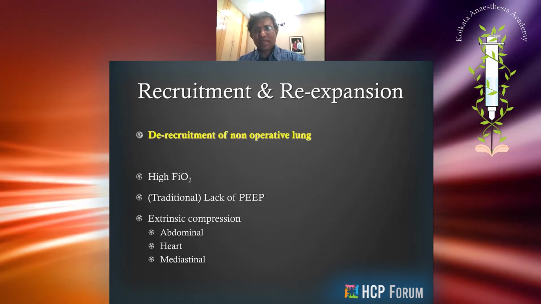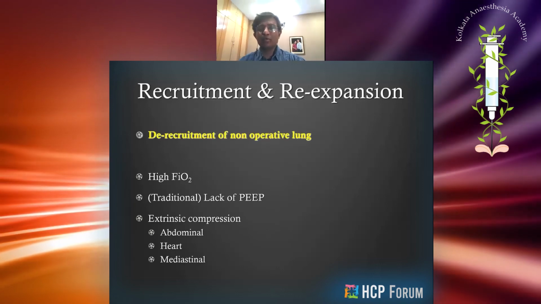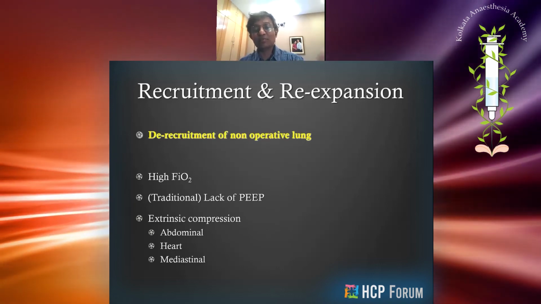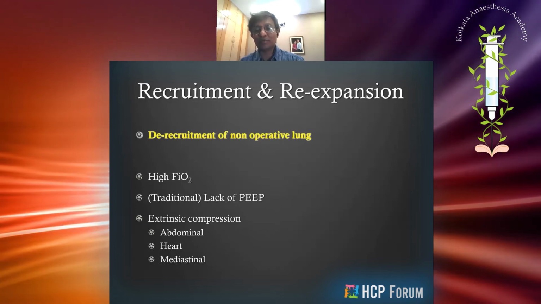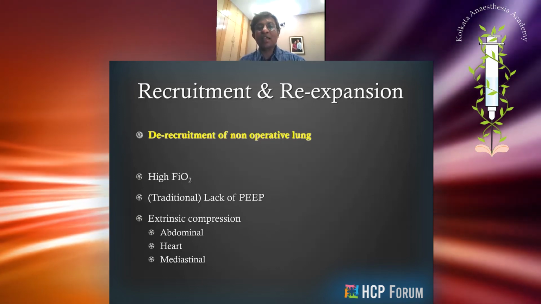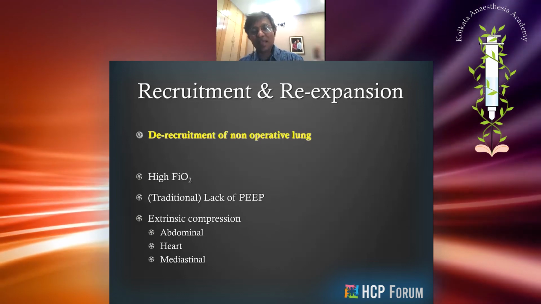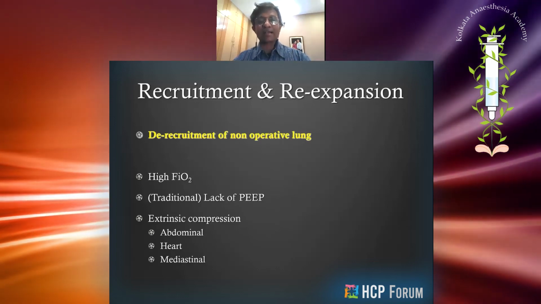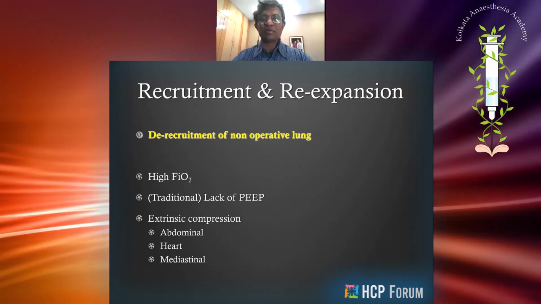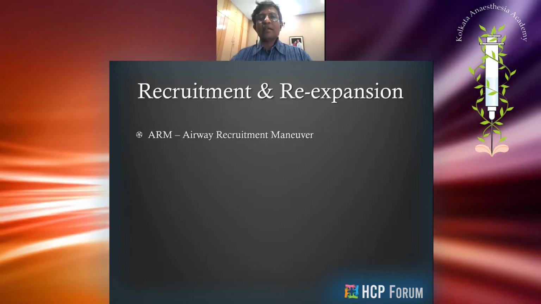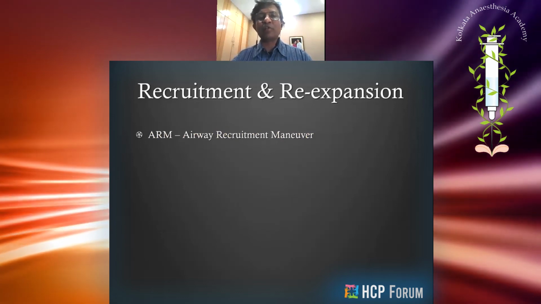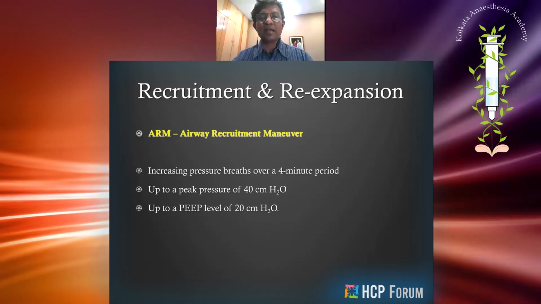Before we come to that, this slide talks about de-recruitment, which causes more atelectasis. If you use a higher FiO2, you possibly would lead to more atelectasis. If you do not use PEEP, you will have more of the dependent lung becoming atelectatic. And we talked about the extrinsic compression. The recruitment is with the help of the airway recruitment maneuver. And how is this ARM done?